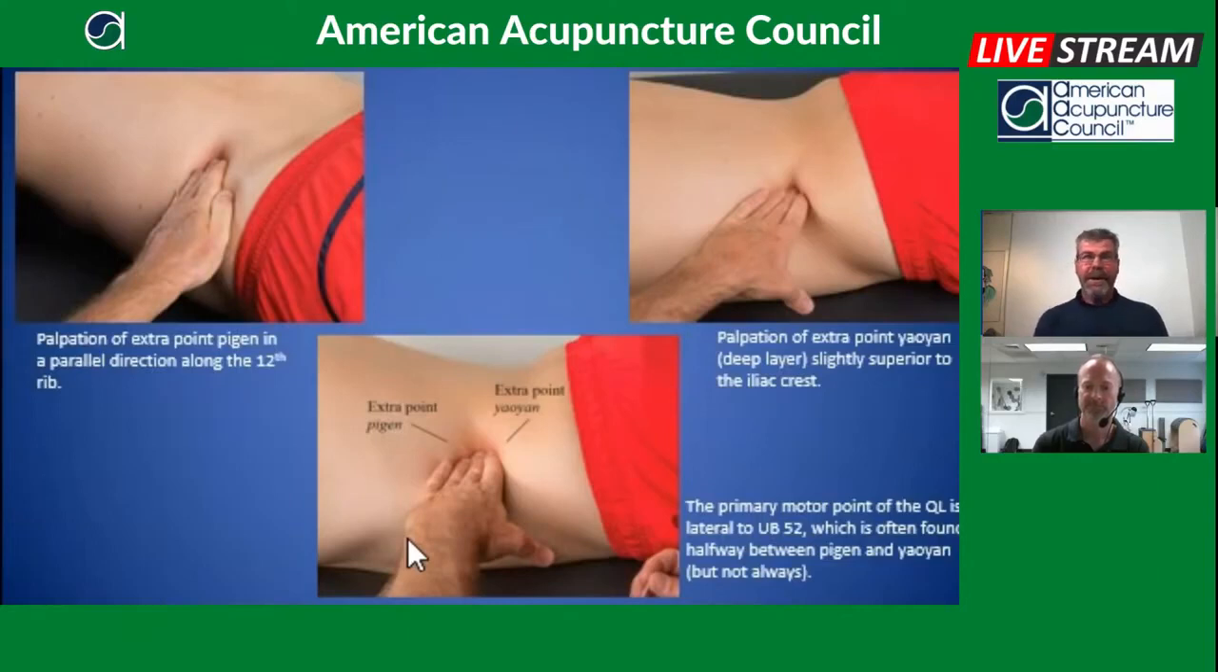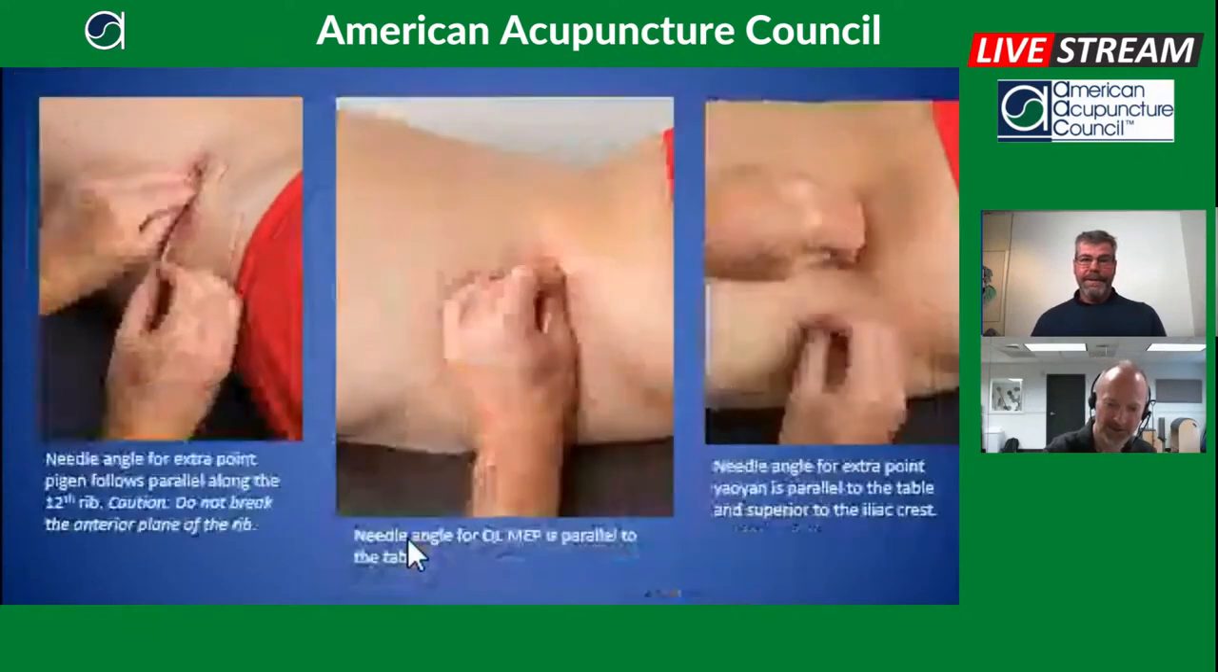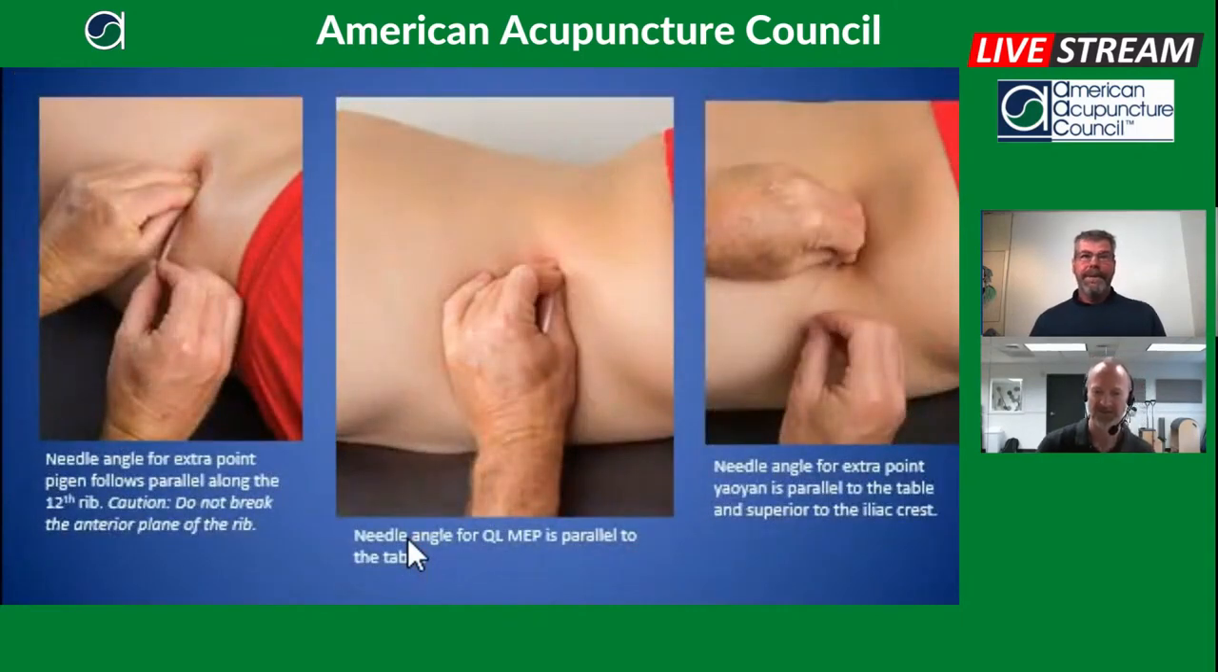Brian, anything to add, or do you want to jump to the next one? No, let's go ahead. I think the next one just shows some images of the needling placement. All right, we just described that pretty well. I think you guys can see that in the image. These images are from the Sports Medicine Acupuncture textbook.